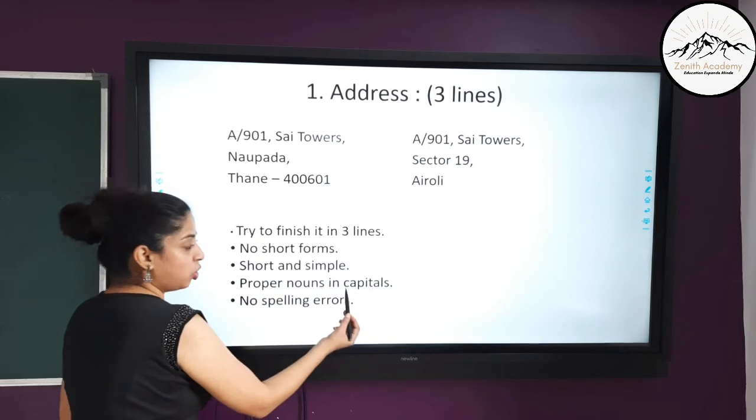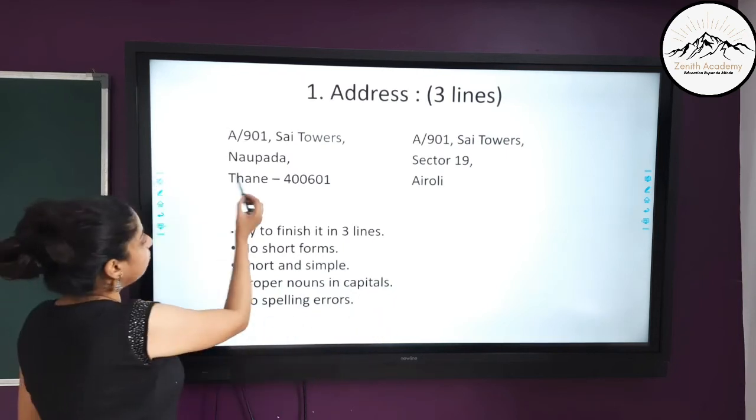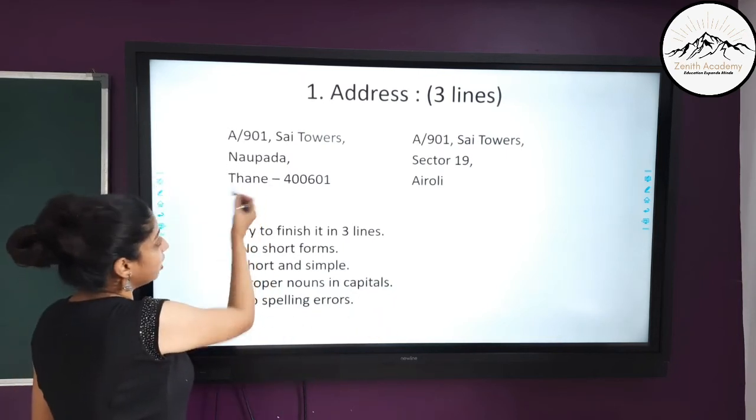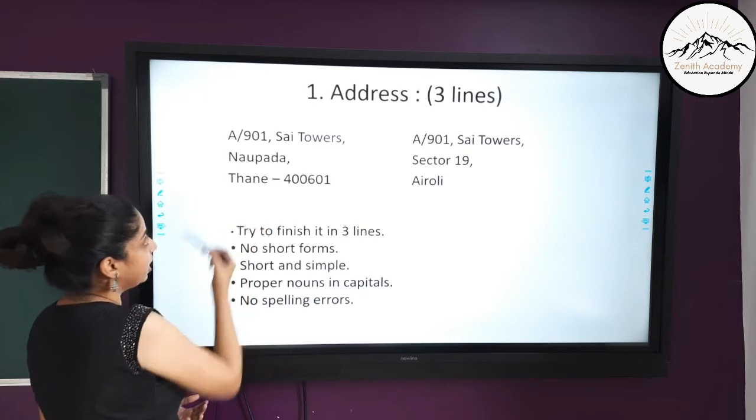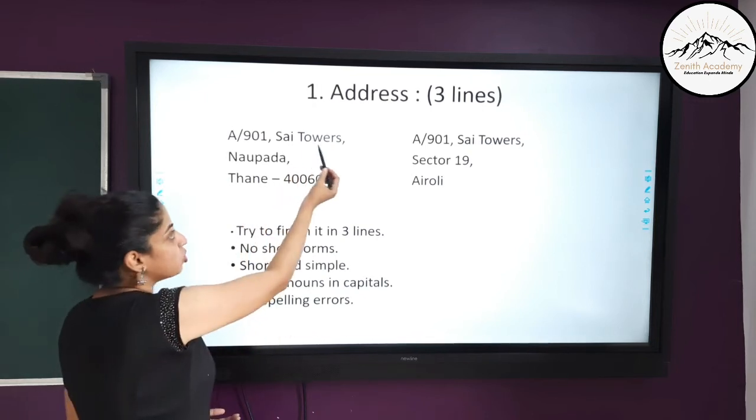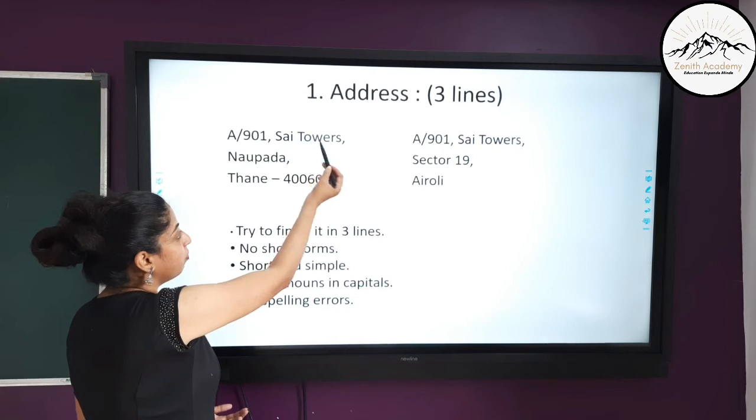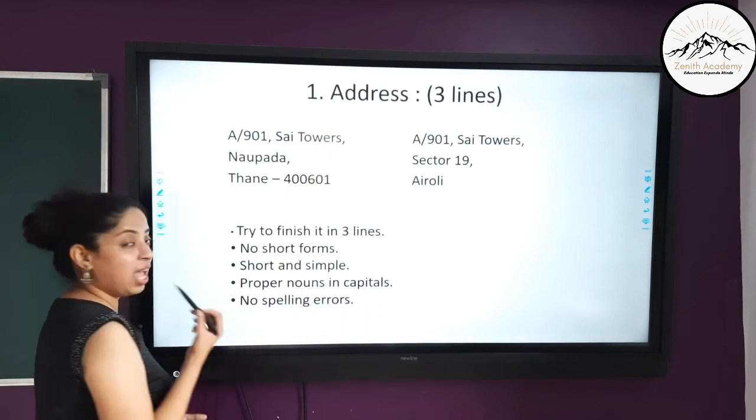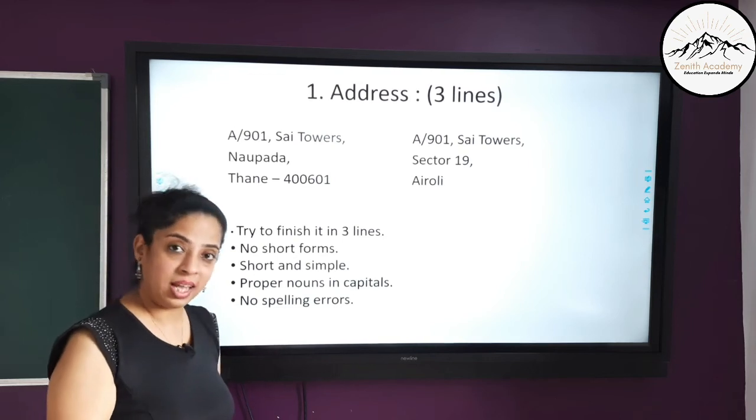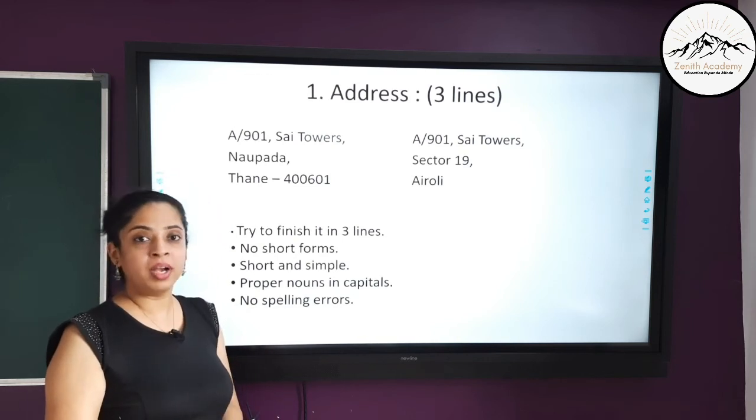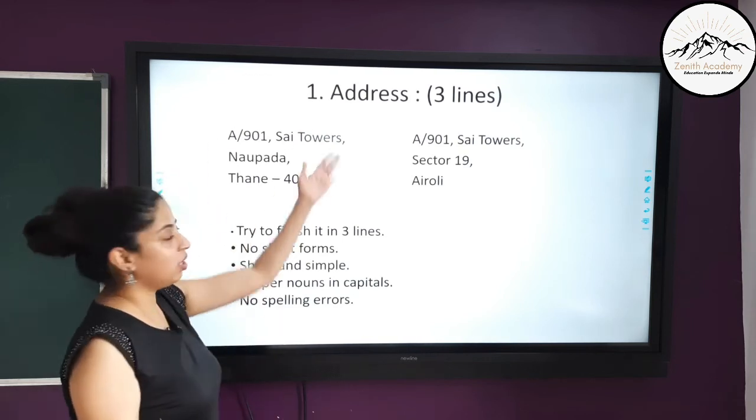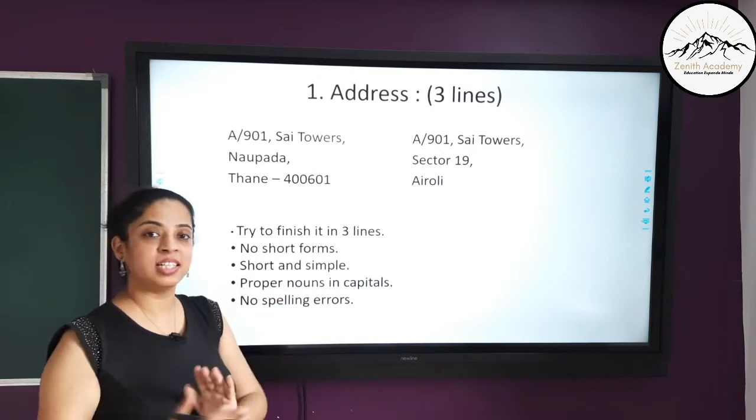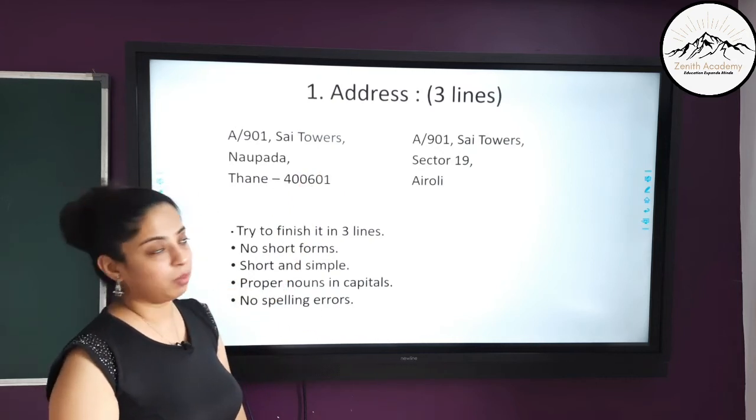Proper nouns should be written in capitals. So this is a proper noun, Naupada: N has to be capital. Thane: T has to be capital. The name of the tower, the name of the building, has to be in capital. So proper nouns should be in capitals and there should be no spelling errors. I would recommend that you learn a particular address and write it as it is, to avoid any spelling mistakes.